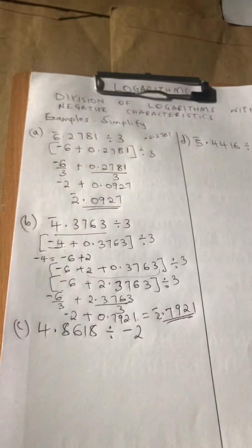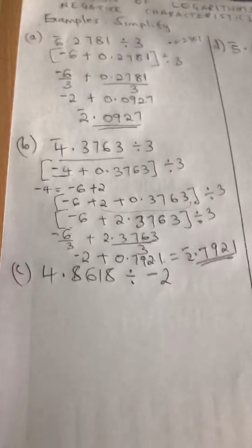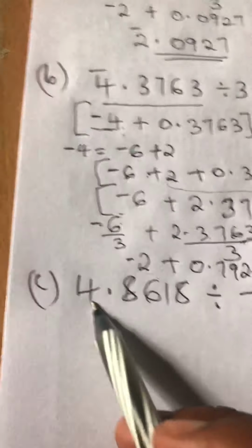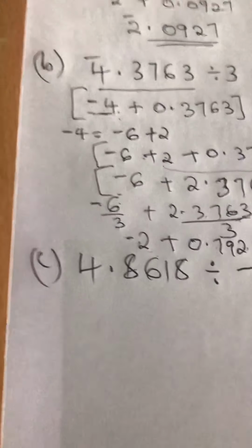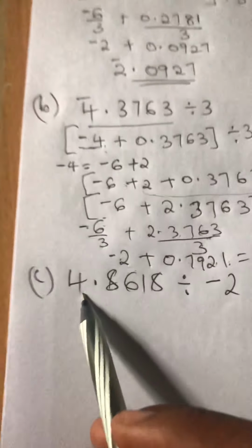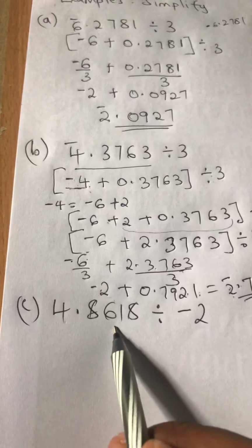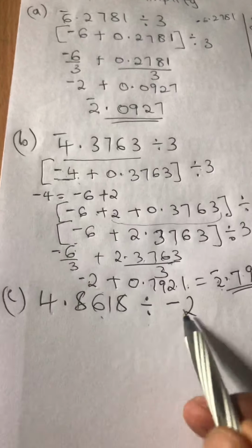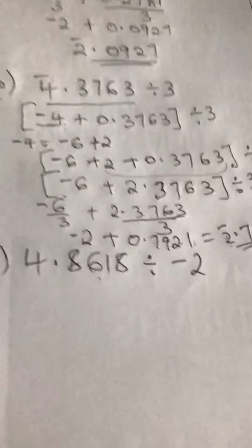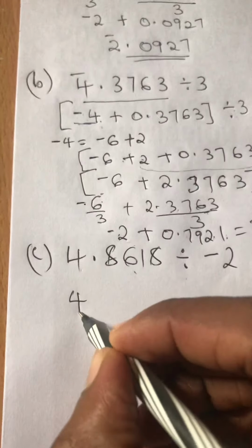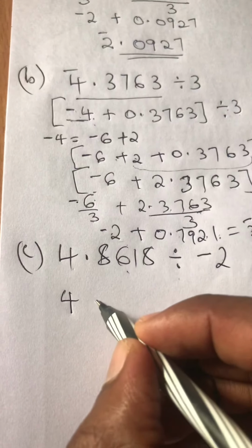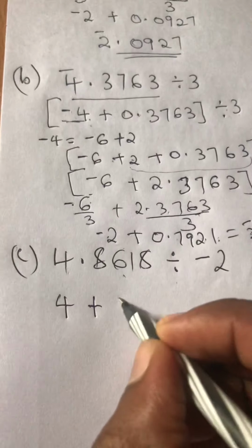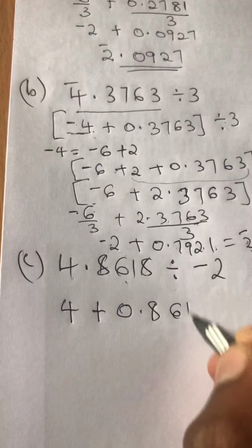A very interesting perspective. What about this one? In 4.8618. Sasa sahi, in this case, the characteristic and the mantissa ziko positive. Hii kitu yenye inazidivide ndio negative. Interesting. Acha tuone. So itakuwa, you rewrite as usual. This will be 4 plus 0.8618.